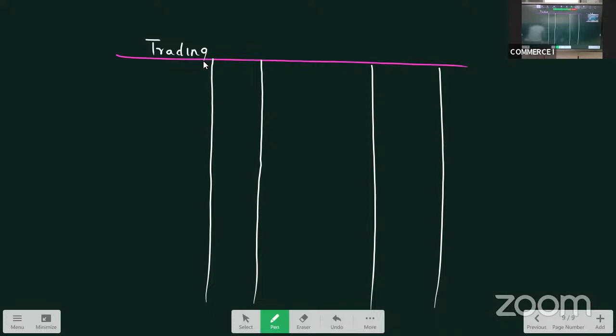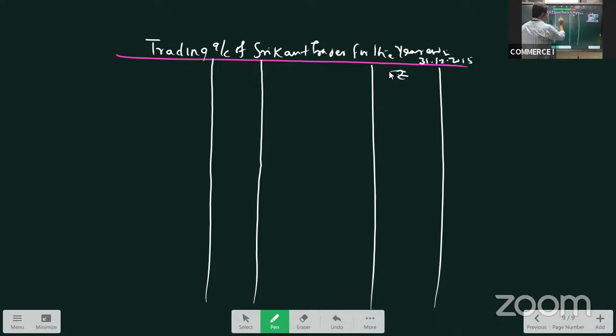Question number 1. Prepare trading account of Srikant Traders. So, trading account of Srikant Traders for the year ending on 31st December 2015. Amount, particulars, amount, particulars.